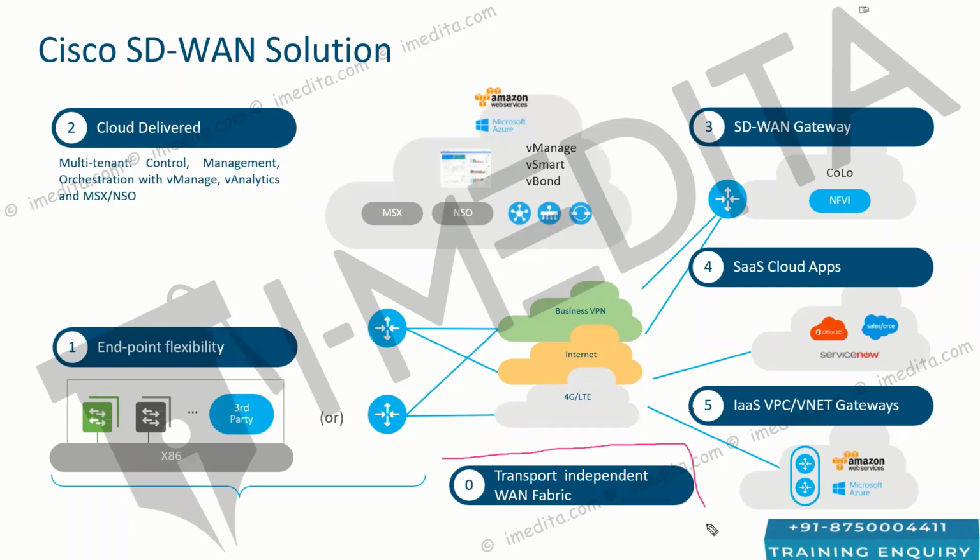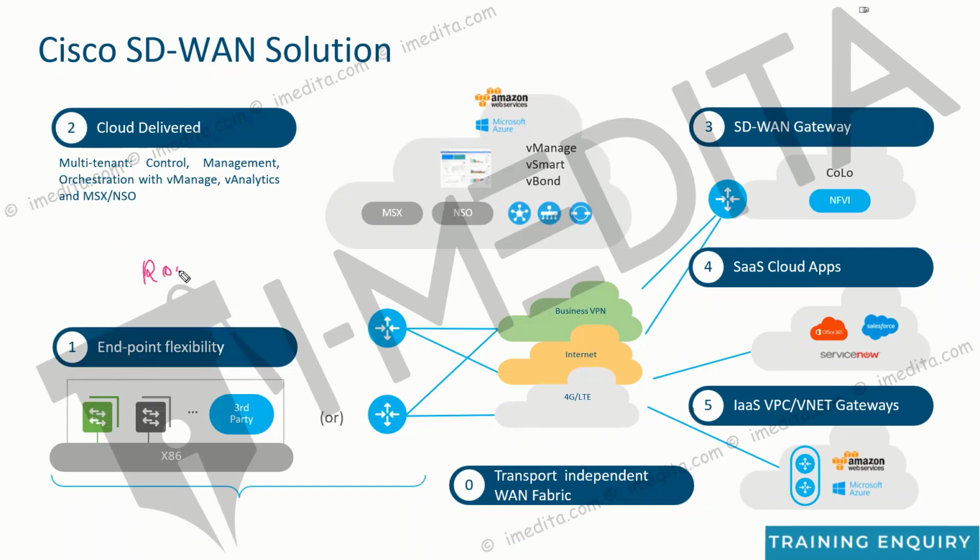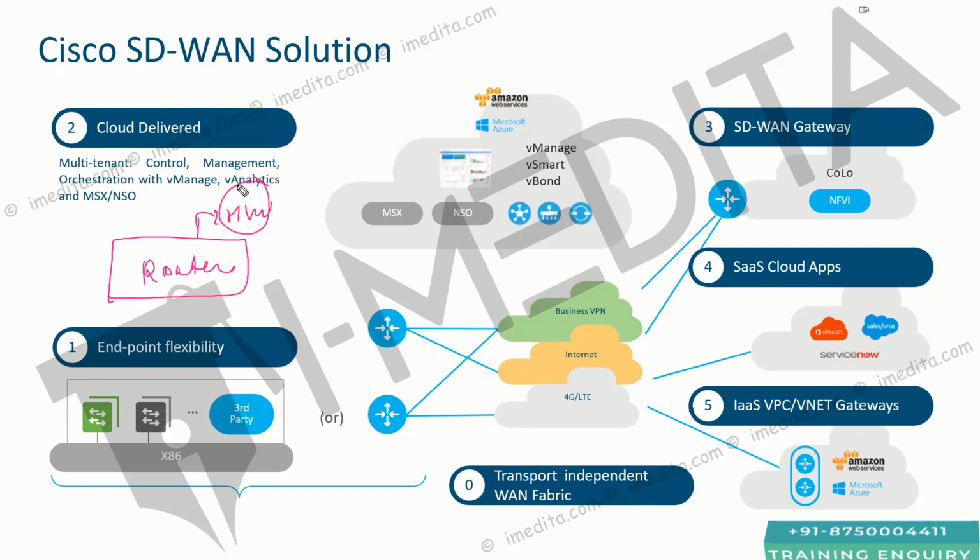Transport independent WAN fabric. Second, endpoint flexibility means the end devices don't necessarily need to be a hardware device. Like the routers that we are talking about, we can purchase a hardware router, but it doesn't mean that we have to purchase a hardware router only. Cisco SD-WAN solution gives you the flexibility that you can deploy these devices in a virtualized environment such as ESXi. You can download the images.